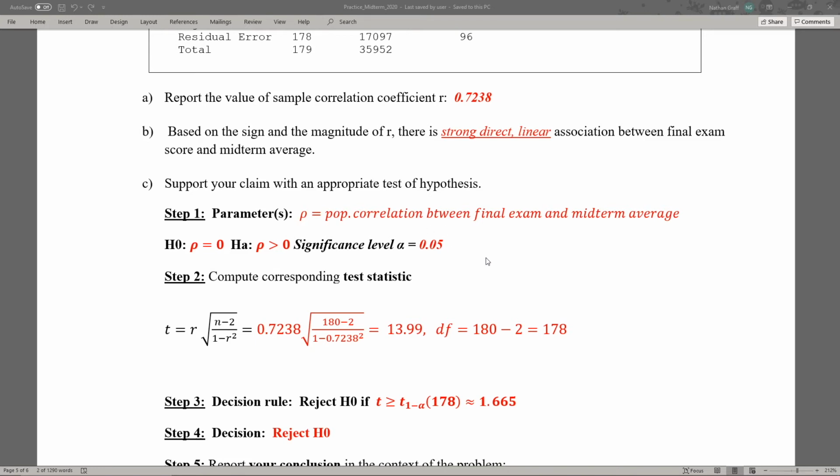Our next step is to calculate the test statistic. As we saw in an earlier example, our test statistic when testing for correlation is r times the square root of n minus 2 over 1 minus r squared.